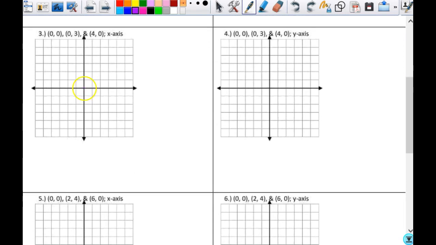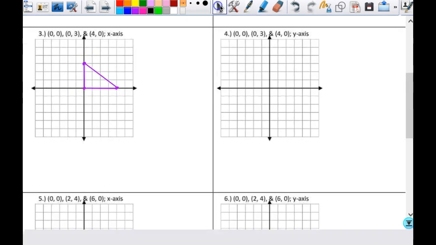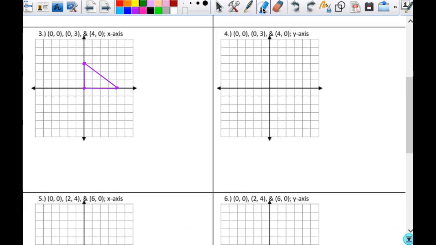So we're going to plot our 3 points: 0, 0, 0, 3, 4, 0. And then we're going to connect those 3 dots with a straight edge. Okay? Then you're going to shade it in. Just lightly. It's fine, you don't have to use color on your homework. I think it just helps if it's something different than your pencil sometimes. Shade that in.